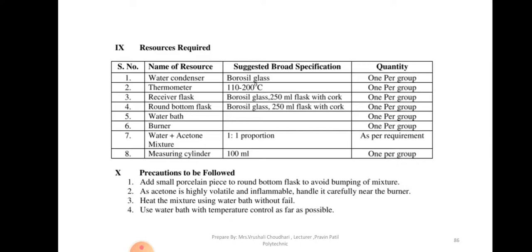What are the precautions? We are going to put a small porcelain piece in the round bottom flask to avoid bumping. As we are heating the mixture of water and acetone, it will start bumping, and to avoid it we are going to add a small piece of porcelain. As acetone is highly volatile and inflammable, it should be carefully handled. We have to heat the mixture using a water bath. We should not heat directly, as acetone is present and it is highly inflammable.